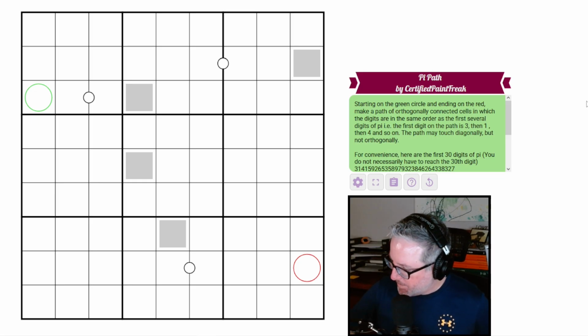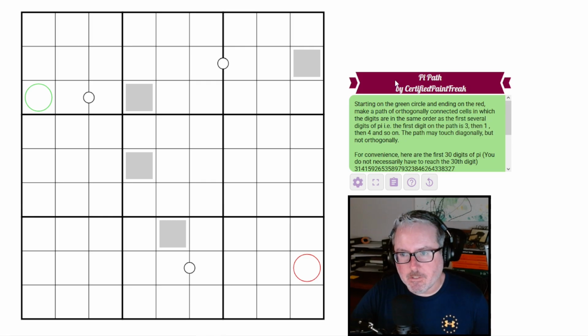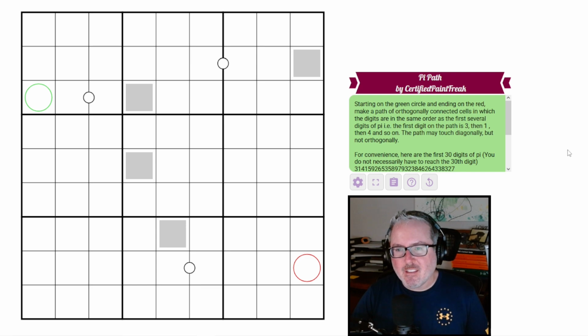It's a little past Pi Day, but that's okay. They're always interesting puzzles. I think we've done one or two of these before, and they were fun puzzles to get into. So I'm going to give this one a go as well. It's called Pi Path by Certified Paint Freak. I thought I said Pain Freak there for a second, but Paint Freak. I don't think I've ever done a puzzle by them, so that's good.